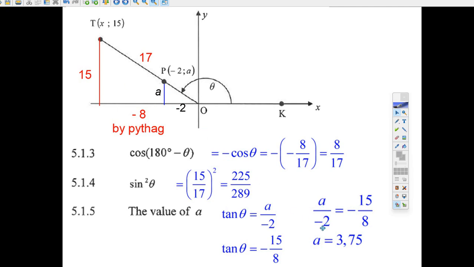So A over minus 2, just go minus 2 times minus 15 over 8, and you'll get, it's okay to leave it as a fraction, but I left it as 3.75. Well, there's the first question.